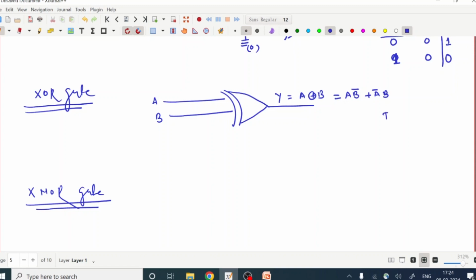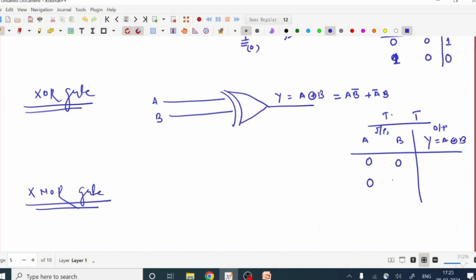What will be the truth table of XOR gate? Truth table is what? Inputs, and this is the output Y. Y is written as A XOR B. The input combinations are 0 0, 0 1, 1 0 and 1 1. When the combination is alternate, 0 and 1, then the output of XOR gate is 1. In the rest of the cases, when both the inputs are 0 0 or both the inputs are 1 1, the output is 0.